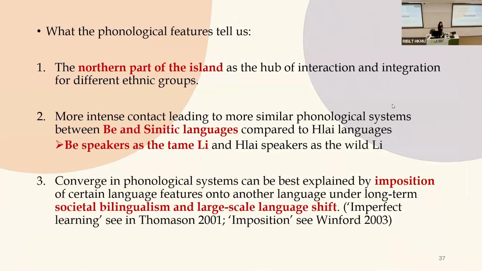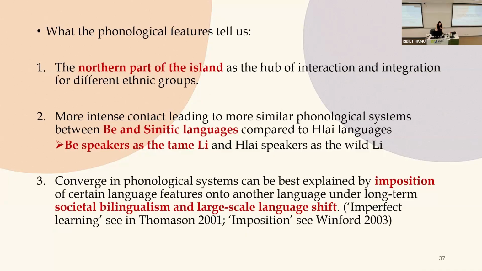First, the north of Hainan has been the most important hub of interaction and integration for different ethnic groups. Long-term cohabitation and intense contact took place in this region, as reflected in the convergence of phonological systems across different languages. And given the long history of settlement and development by Han immigrants in this region, it is no surprise.